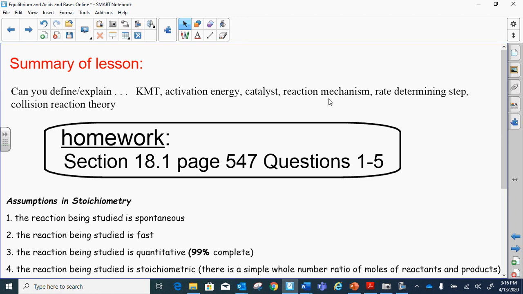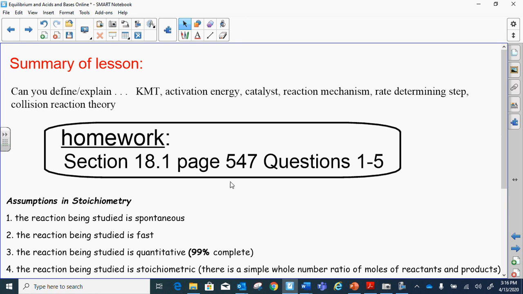Reaction mechanism, of course, is the series of steps that occurs from your reactants to your final product. Your rate determining step, I did not talk about in our notes specifically, but let's say there were 3 steps to get from reactant A to product D. The rate determining step would be the step that takes the longest. What's making the reaction take as long as it is, what's eating up all your time. That's the rate determining step.